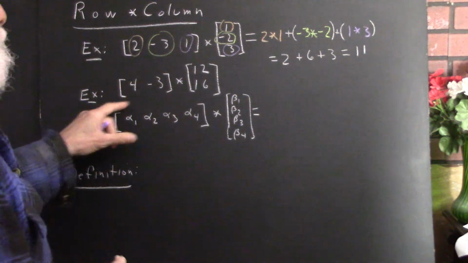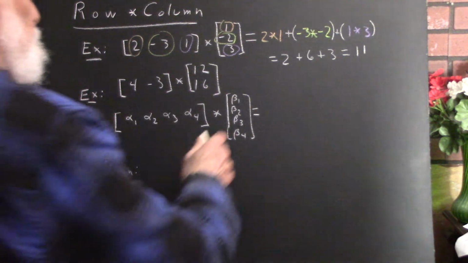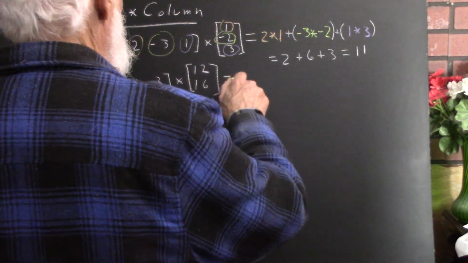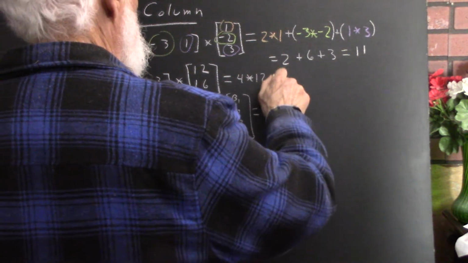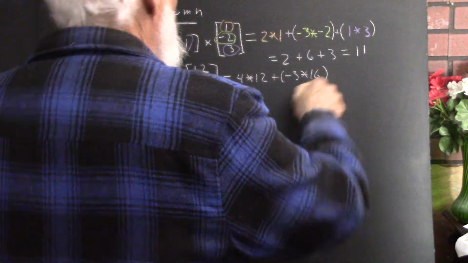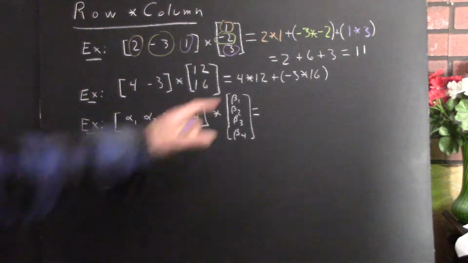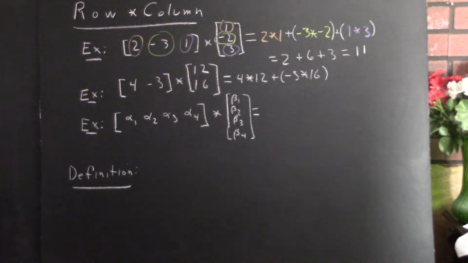Well, we apply the same thing to this row and this column, and we get 4 times 12 plus negative 3 times 16. 4 times 12, negative 3 times 16.